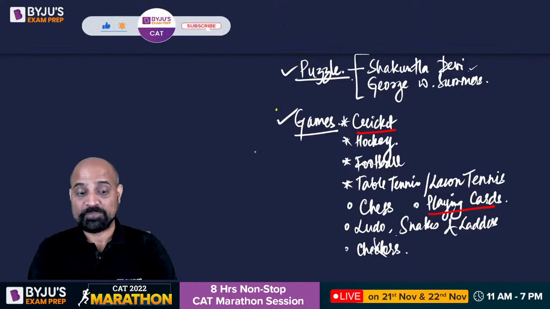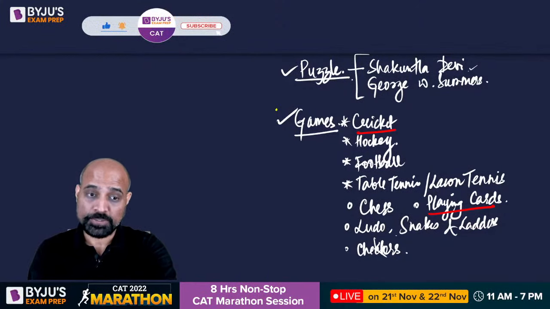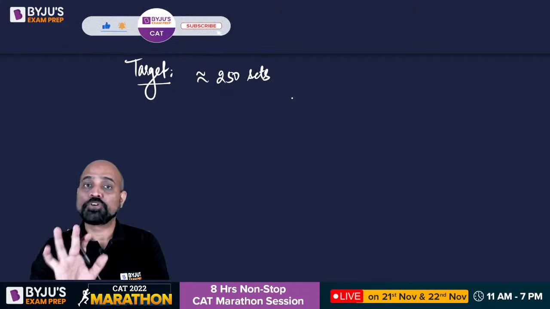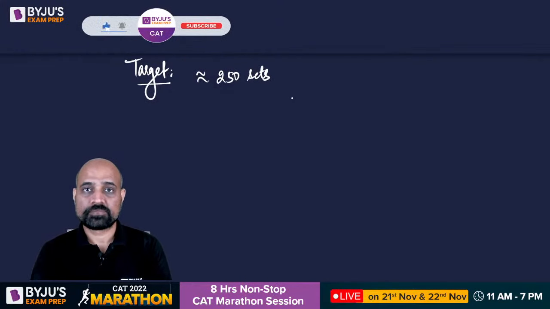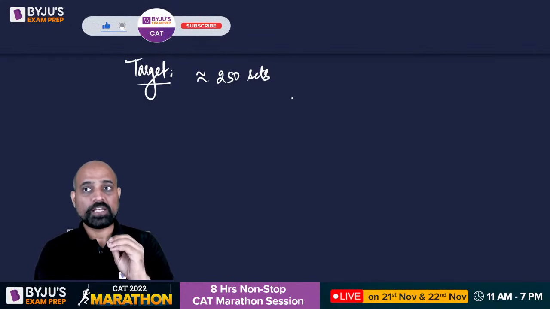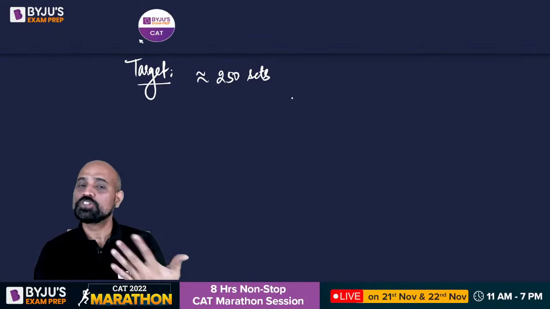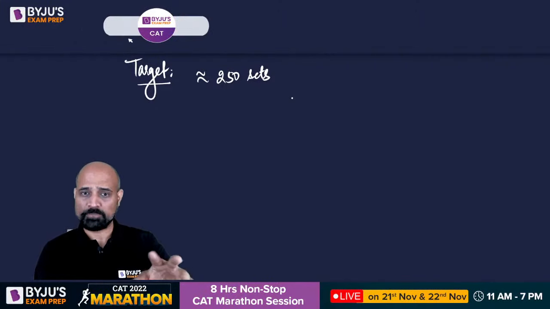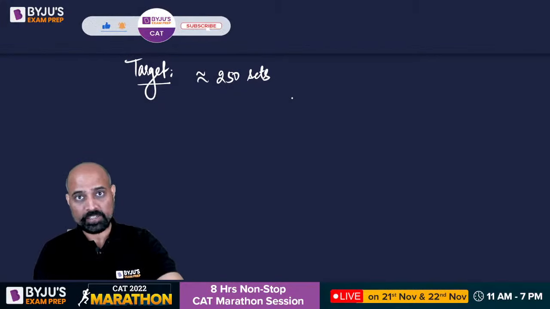Now, how much time do you need to devote? How many sets do you need to do in LRDI? So your target should be to solve around 250 sets before your CAT 2023. The day you are done with 250 sets, you will realize automatically, actually 250 तक जाने की ज़रूरत भी नहीं है. By the time you are done with around 150 sets, I'm talking about LR and DI combined, okay?